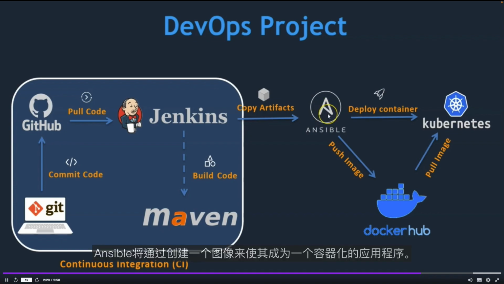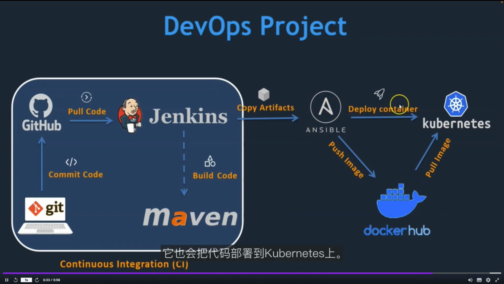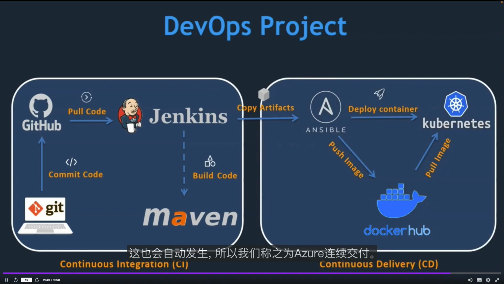Ansible is going to make it a containerized application by creating an image, and it is also going to deploy the code onto Kubernetes. This is also going to happen automatically, so we call it continuous delivery.